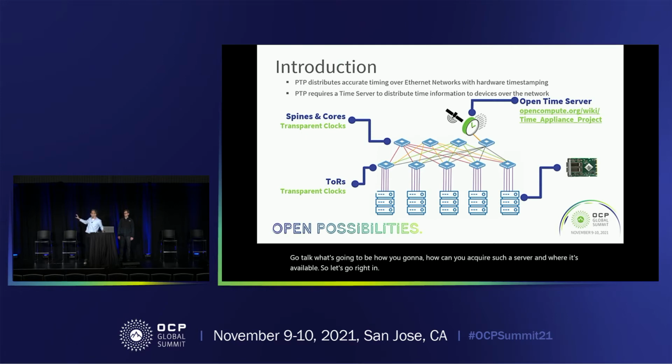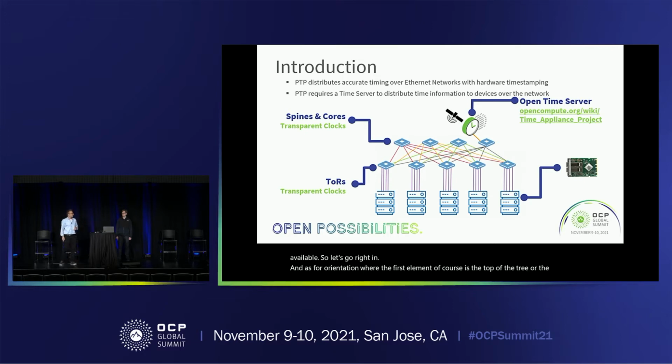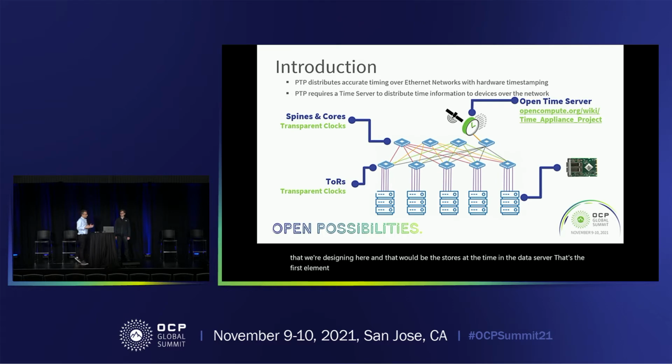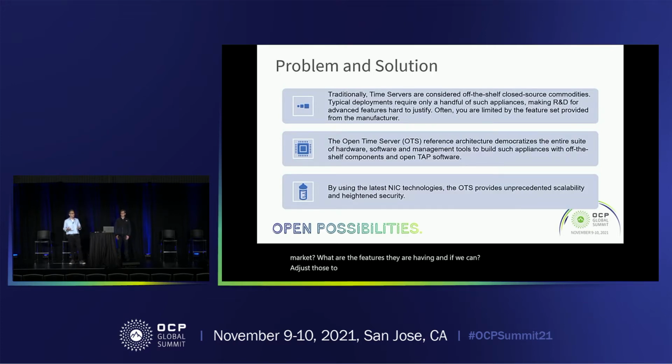And as for orientation, the first element, of course, is the top of the tree, the PTP bush that we're designing here, and that would be the source of the time in the data center. That's the first element. And when we went to review what our options are, so where do we start? Who are the players in this market? What features do they have? And can we adjust those to fit the requirements of a modern hyperscale data center, when it comes to the way it is managed and the eventual scale that we want to reach?